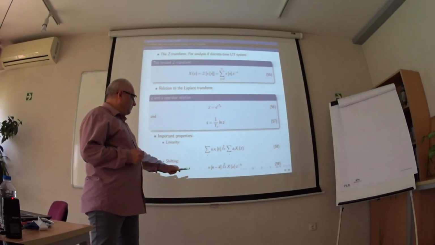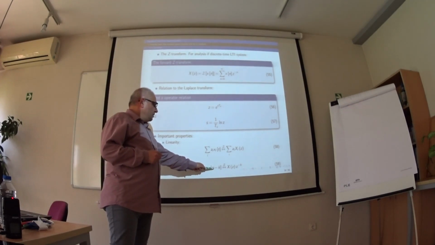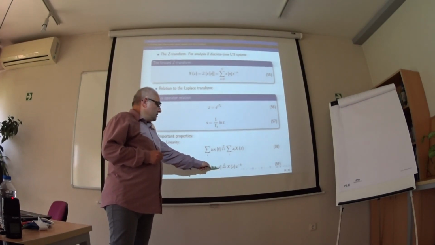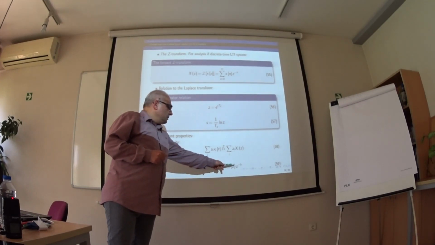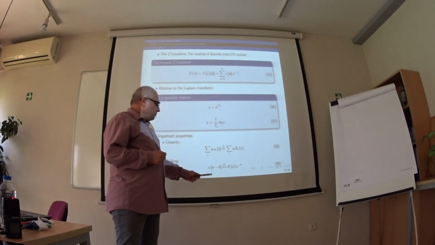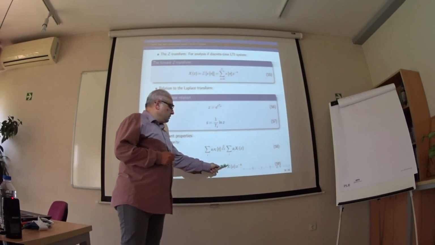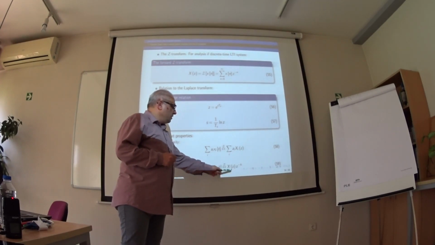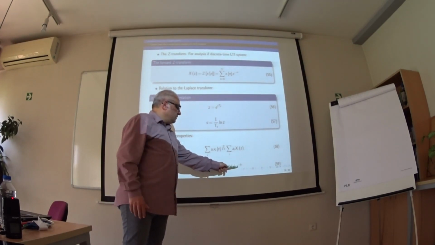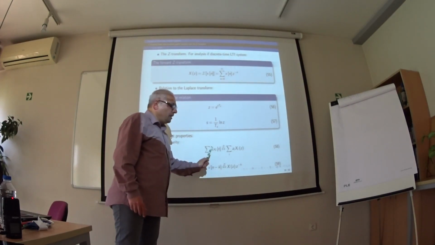If we have a signal x of n delayed by k samples, it is equivalent in Z domain to find the transform of the original signal without delay and multiply by Z to the minus k. K is delay.